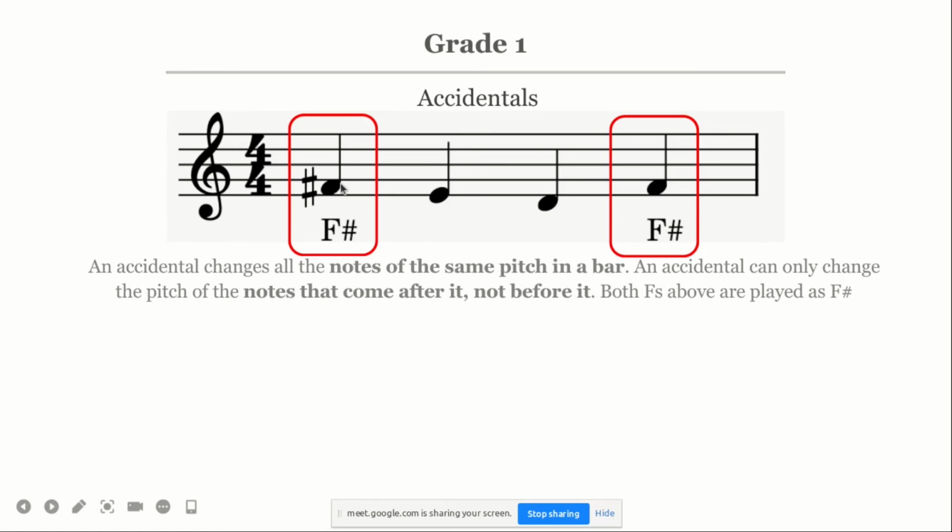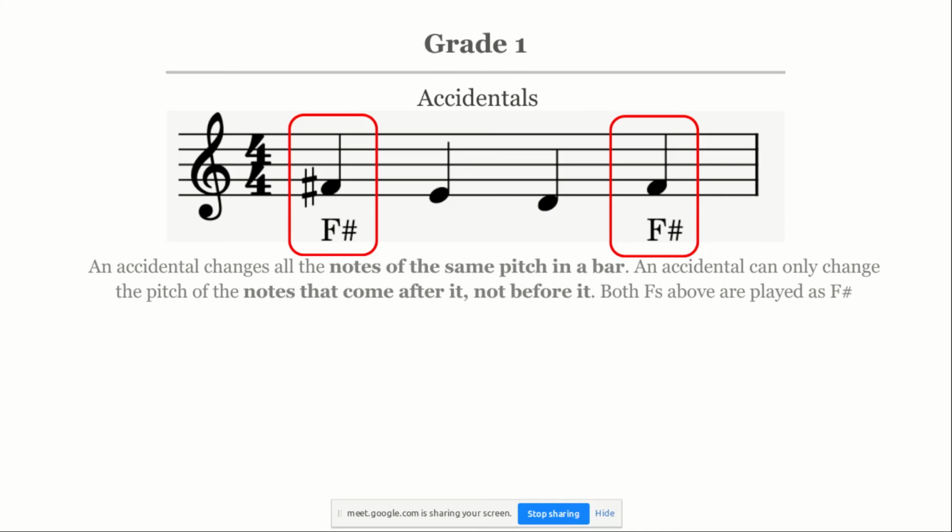This is what you are saying, Anne. So we have this note that is sharpened by an accidental, and then another note that is in the same bar. Then it's on the same space, same pitch, not the other F above, just the same F or the same pitch, line or space. This other note that is in the same bar will be affected by the same sharp. That means it is still F sharp.